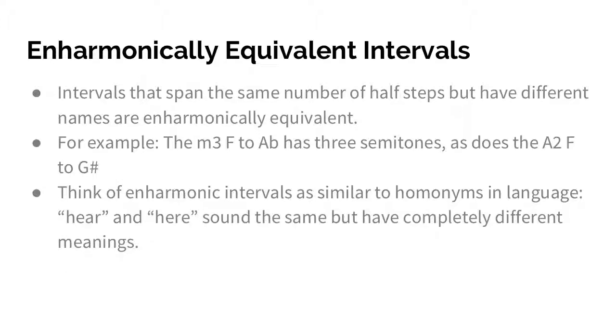And enharmonically equivalent intervals are intervals that span the same amount of half steps but have different letter names, but they are enharmonically equivalent. For example, a minor third, F to A flat, has 3 semitones, but the augmented second, F to G sharp, which, remember, G sharp and A flat are the same, is also the same amount of half steps.